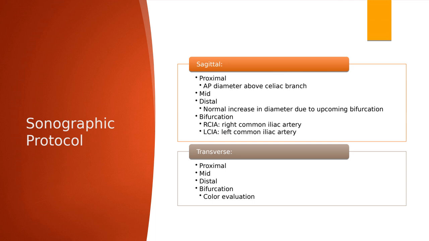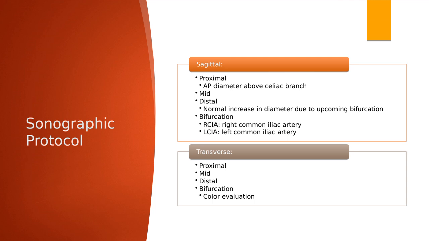We also want to be able to evaluate the bifurcation in sagittal. So we're looking at that right iliac artery and that left iliac artery. We annotate these as RCIA or LCIA because it stands for right common iliac artery or left common iliac artery. Once we learn more about the vascular evaluation of our lower extremities, we'll learn about where those terms come from. So just be familiar with what RCIA and LCIA stand for. For right now, it just means the same thing as the right and left iliac arteries.